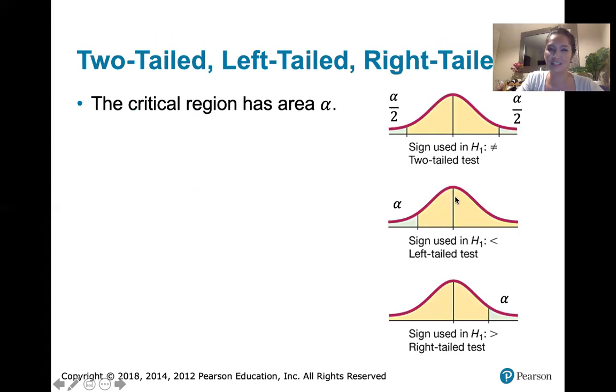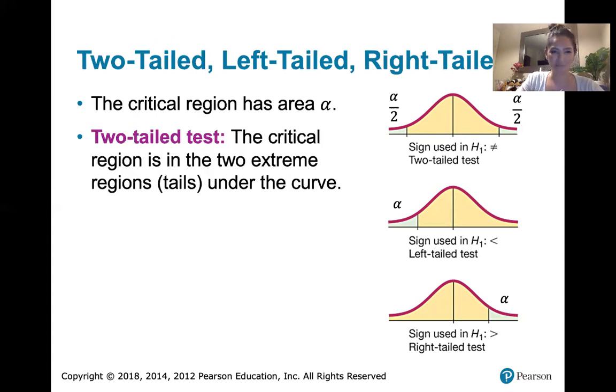Now remember, the critical region is going to have area alpha. Alpha is the significance level for our test. Now in a two-tailed test, our null hypothesis will say that some parameter is equal to a value. In a two-tailed test, the alternative hypothesis says a parameter is not equal to a value. We don't care if it's too high or too low. We're just going to say that it's not equal to that value. In that case, we're going to do a two-tailed test, and that means that alpha area is split into two tails. So we're going to have half of alpha in this tail and half of alpha in that tail.